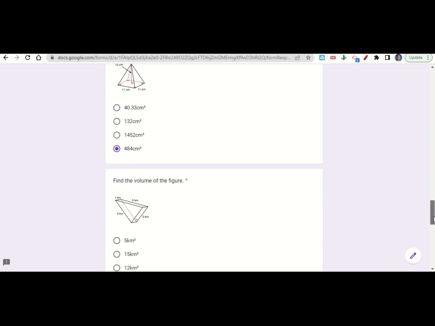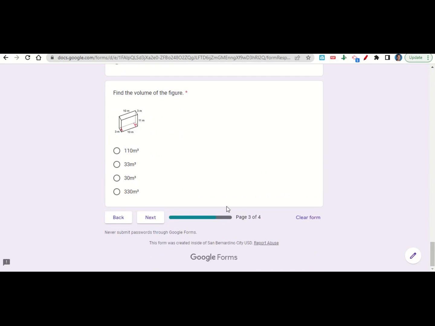So you'll continue to answer these questions all the way until you get to the end of the assignment. Once you get to the end of the assignment, go ahead and click Next. That will take you to your Before You Go. Go ahead and fill out your Before You Go and then submit your work on Google Classroom.